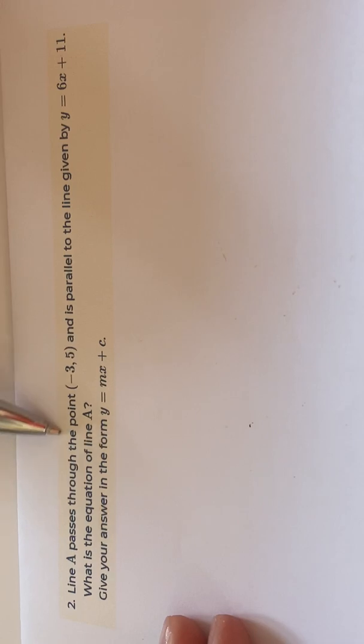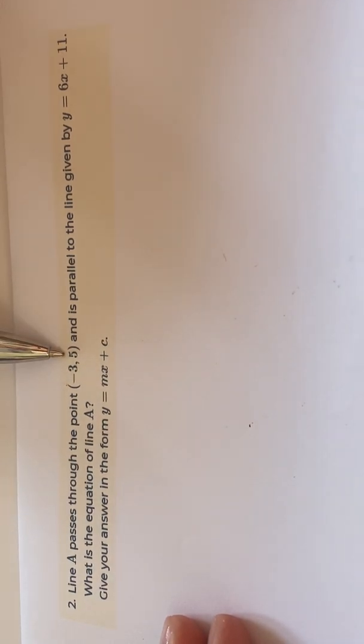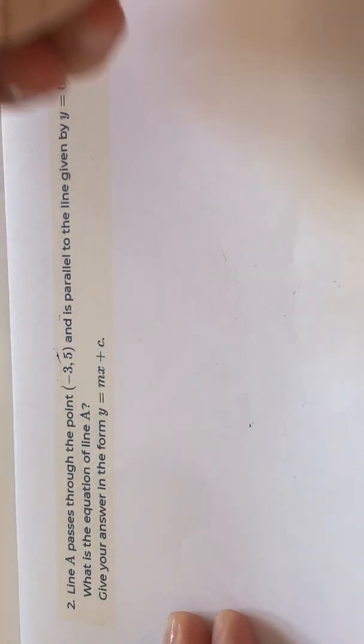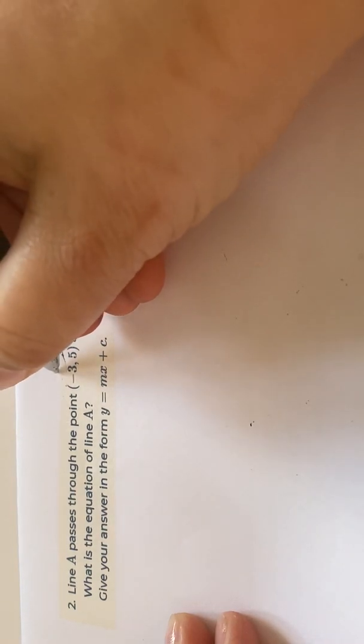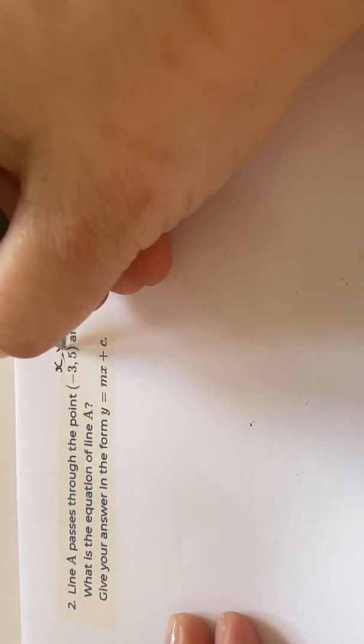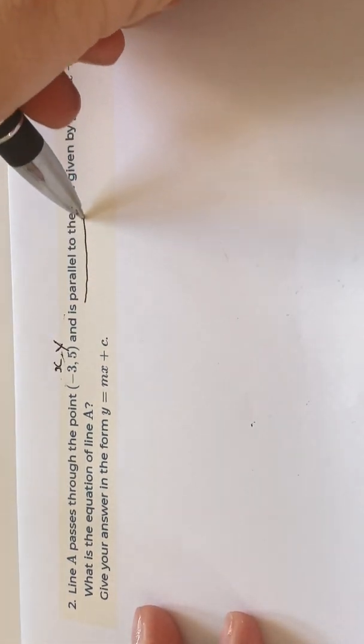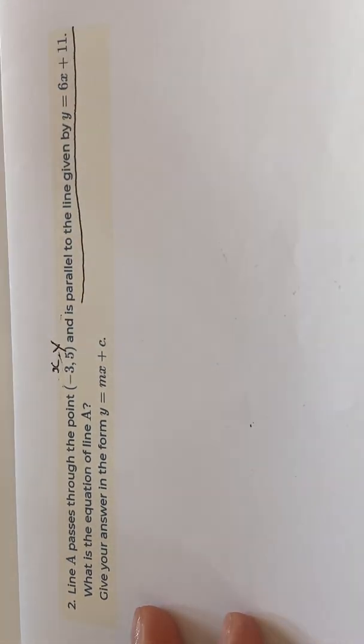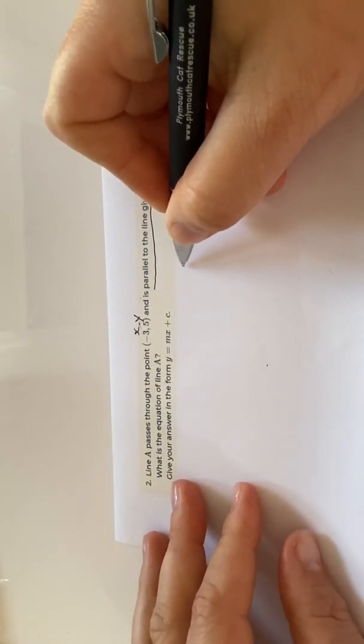So we are looking at line A, which passes through the point (-3, 5). So again, this was given to us earlier, a coordinate that the line goes through. That's the x coordinate and the y coordinate next to each other. But rather than telling you what the gradient is, it tells you that it's parallel to the line that's given by this equation here. Now, what you need to know about parallel lines is that they have the same gradient.